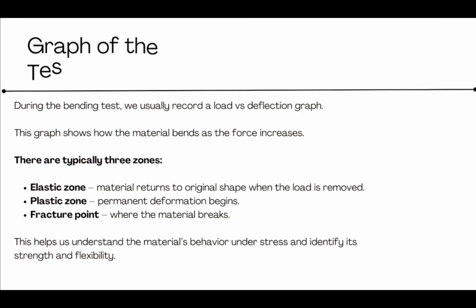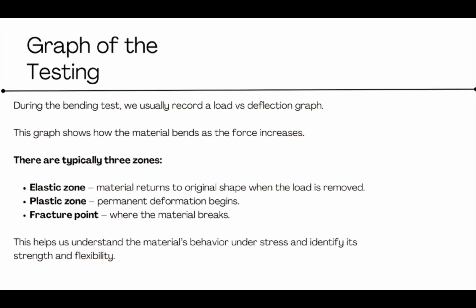And the next slide, graph of the testing. During the bending test, we usually record a load versus deflection graph. This graph shows how the material bends as the force increases. There are typically 3 zones, which are the elastic zone, where material returns to original shape when the load is removed. Secondly, the plastic zone, where permanent deformation begins. And last but not least, the fracture point, where the material breaks. This method helps us understand a material's behavior under stress and identify its strength and flexibility.